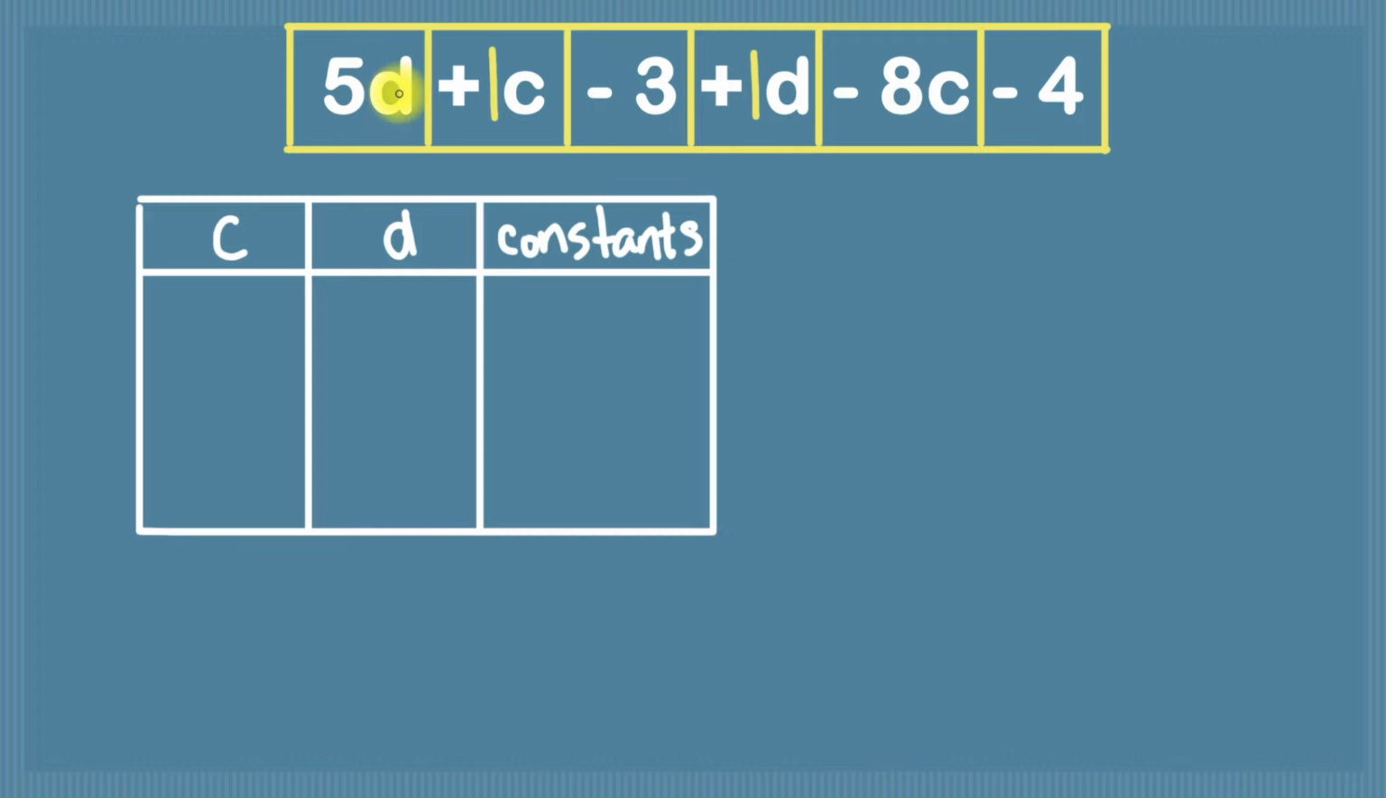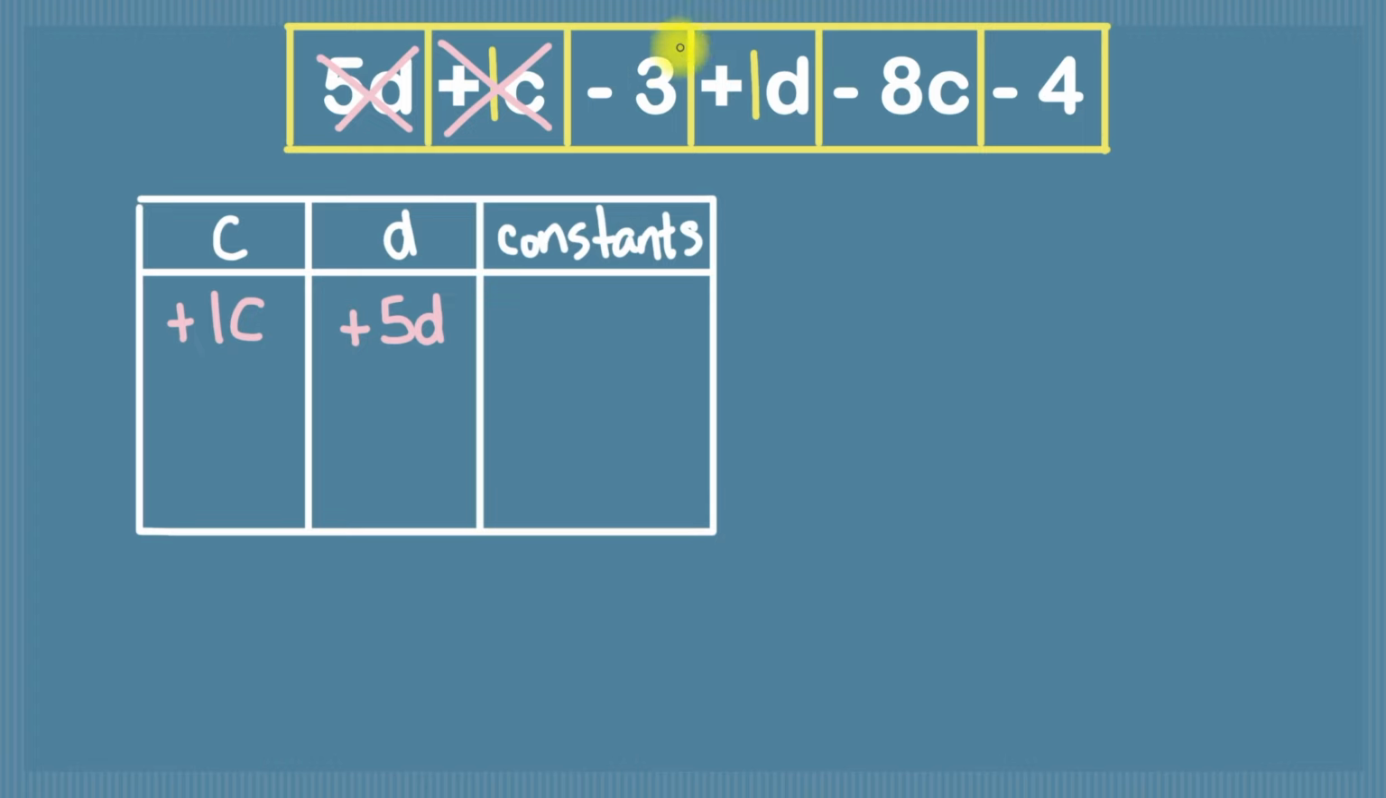Our first term is 5D. That's a D term, so we'll put it in here. I also like to write whether or not it's positive or negative. Since there's no sign in front of it, it's automatically positive 5D. And then I'll cross it out of the expression. Next, we have positive 1C. That's a C term, so it'll go in the C column. And then I'll cross it out.